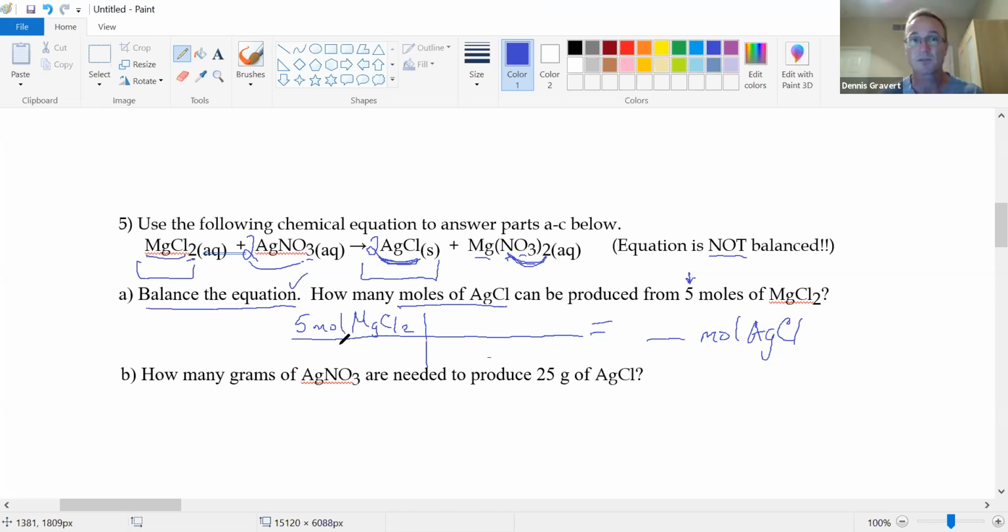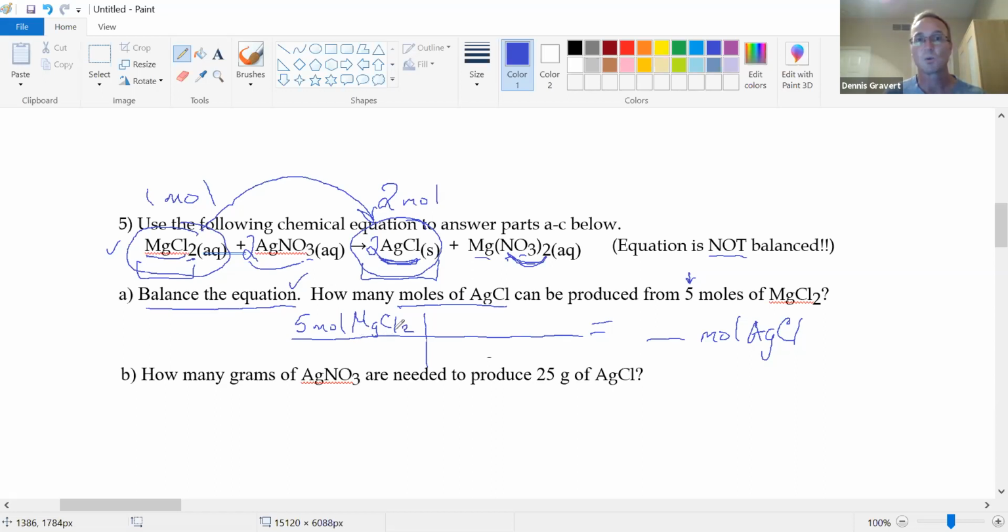Third step, find conversion factors. Change moles to moles. Wait, the units already match. We need to change this molecule, MgCl2, into a different molecule, AgCl. I know, it's kind of weird. We need a conversion factor that changes one molecule into another, and that's the balanced equation. The balanced equation says every one of these will make 2 of these. 1 mole of this will help create 2 moles of this one.